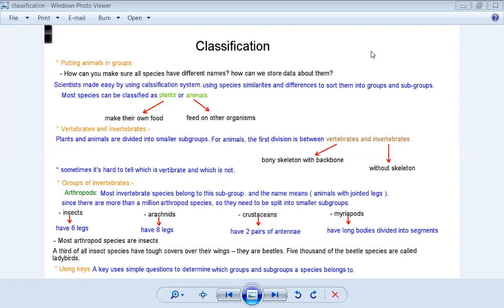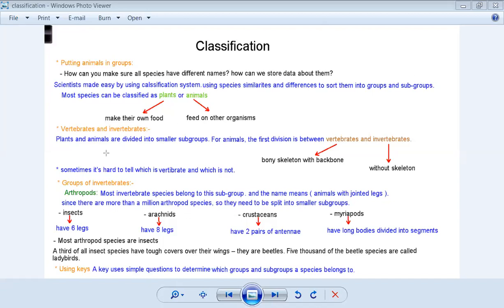Okay. Most species can be classified as plants or animals. As we studied before, plants can make their own food and animals feed on other living organisms. We have another classification, which is vertebrates and invertebrates. Guys, do you have any idea what vertebrates and invertebrates are?